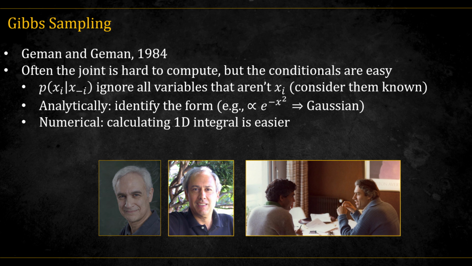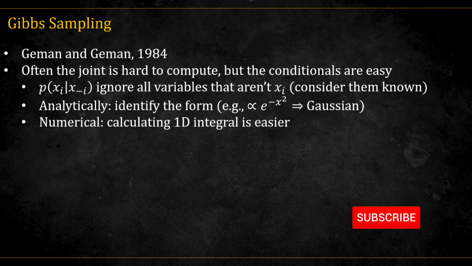The simple idea in the paper stems from the fact that while joint distribution can be very hard to compute, the full conditionals are sometimes rather easy. The full conditional is the distribution of variable xi given all other variables. That is, we can ignore all other variables that aren't xi and treat them as known.